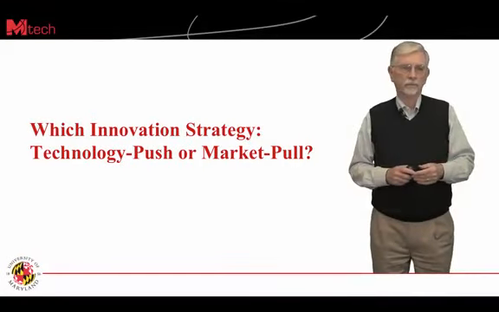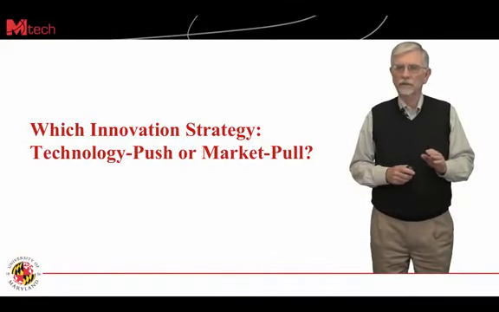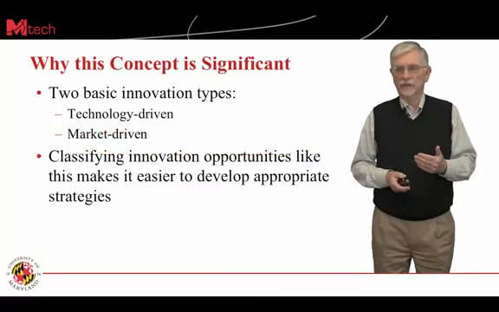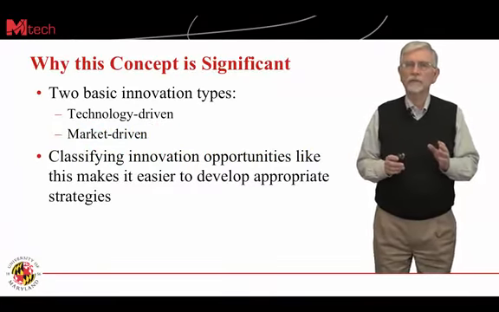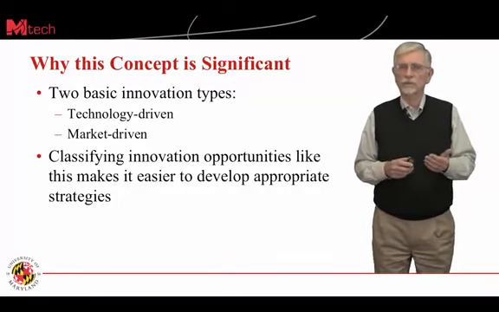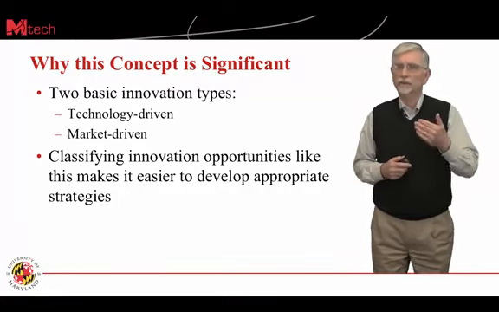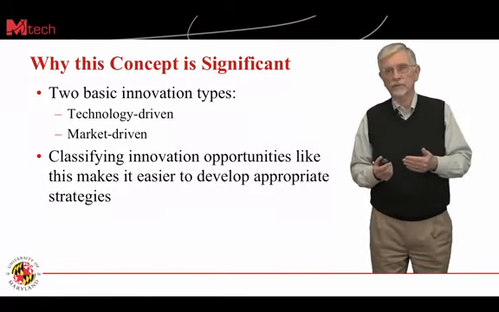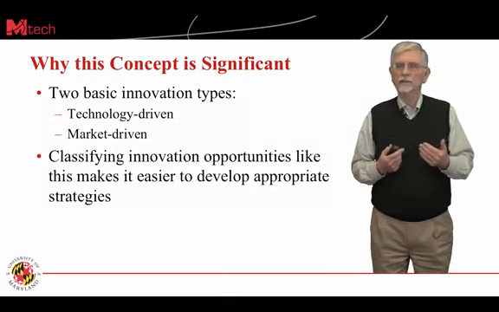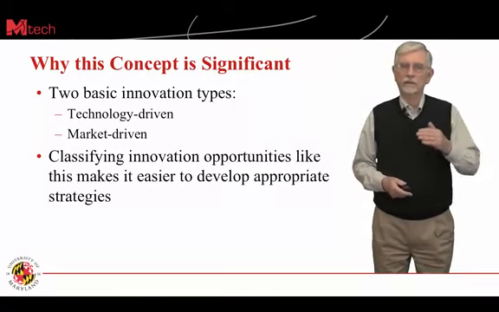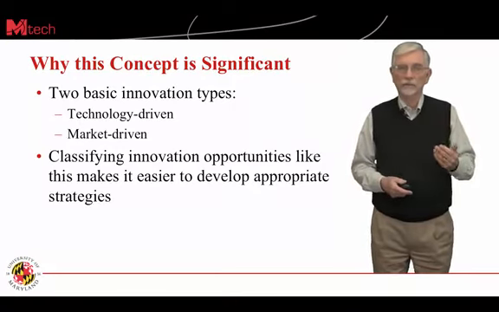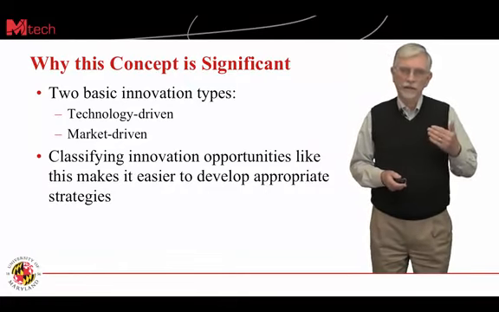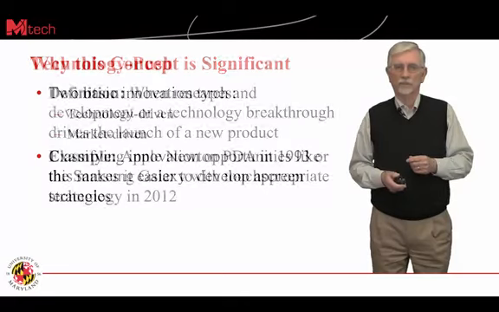Technology push and market pull are two ideas that affect innovation strategy, and we're going to take a look at how they affect that strategy. And so, why do we think this concept of technology push and market pull is significant? Basically, if you consider innovation types, they can be classified as either technology-driven or market-driven. And by classifying innovation opportunities like this, you can make it easier to develop appropriate strategies for how to get your innovation into the marketplace.